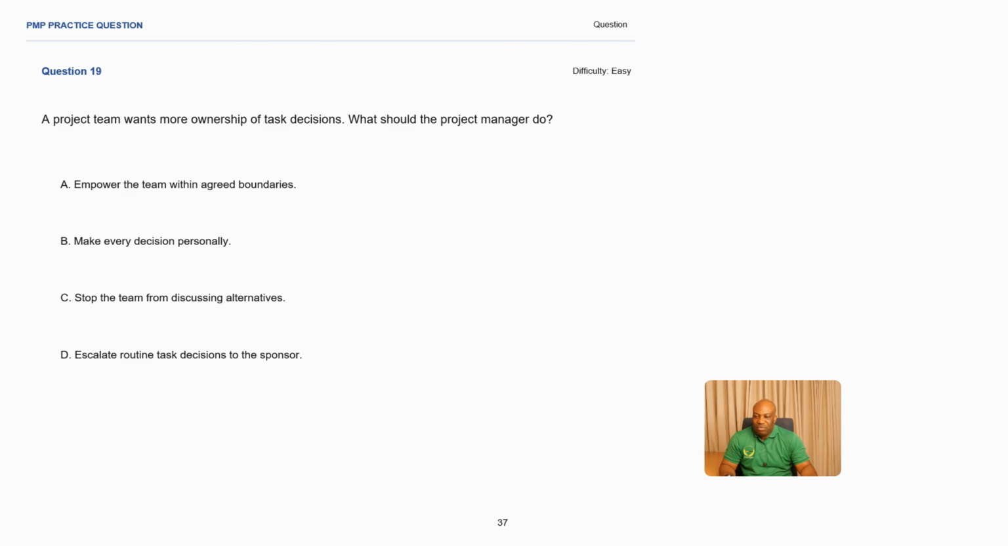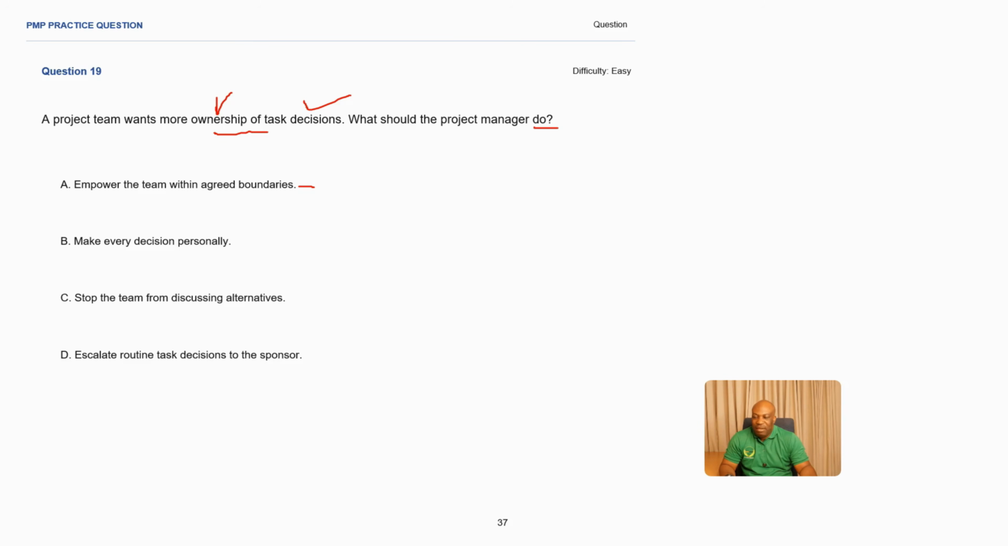Practice question number 19. A project team wants more ownership of task decisions. What should the project manager do? So what is our problem statement? The project team wants more ownership of task decisions. Let us go through the answers now. Number A, empower the team with agreed boundaries. It makes sense because the team wants more ownership of task decisions, so if you empower them, it might help this problem.